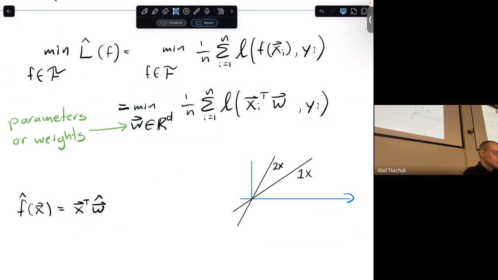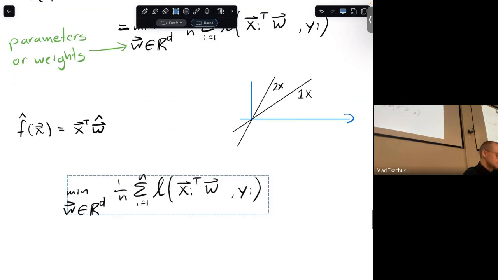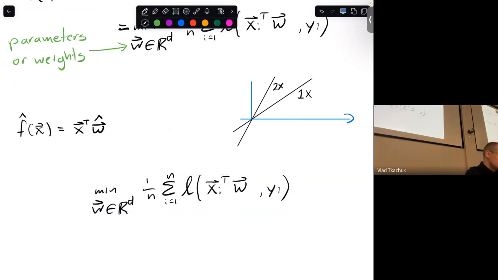Okay, so once you solve the problem above, you found the w. The argmin is going to give you a w, a parameter. We're going to call that w hat once you solve this minimization problem. You know that w hat, when you take the dot product with x, gives you back the function you wanted. And that's why it's f hat.